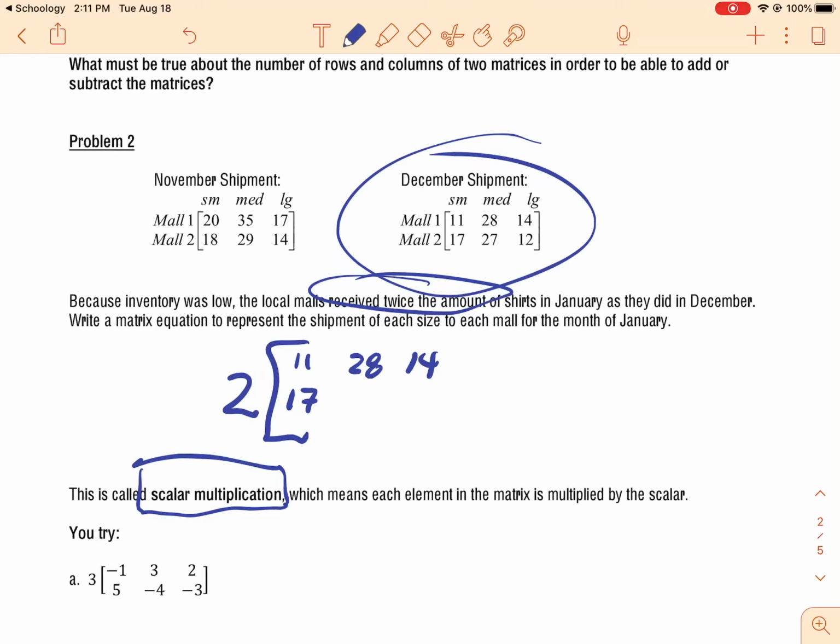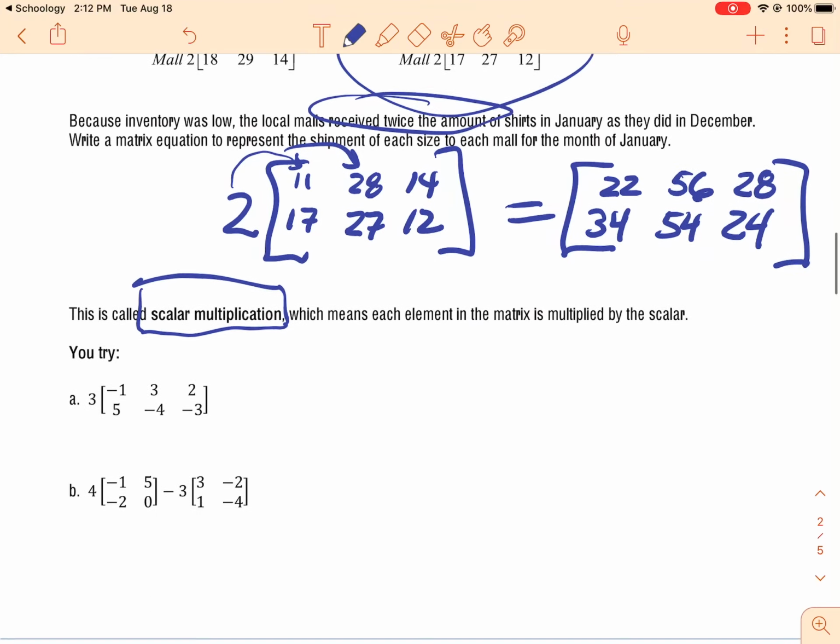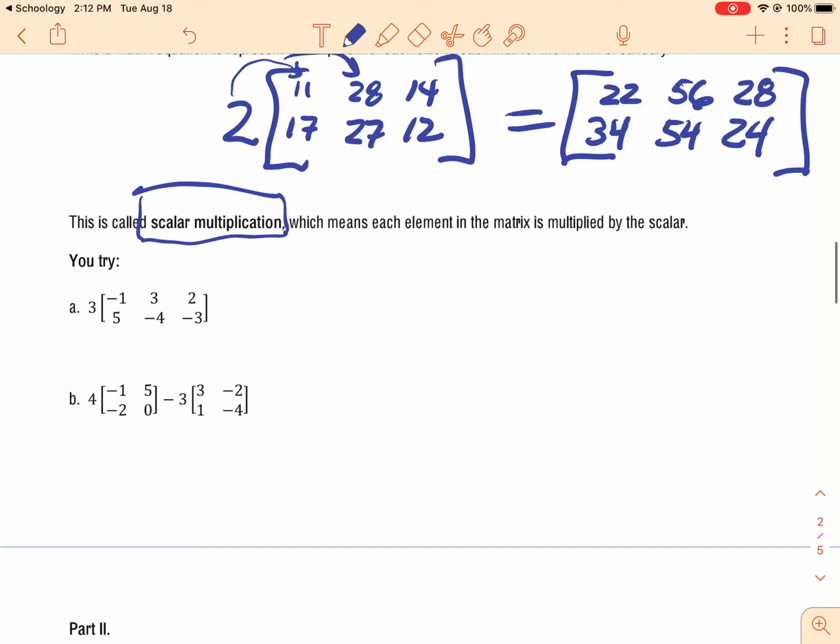So I'm just repeating the December sales. And when that gets distributed to each of them, we should get 22, 56, 28, 34, 54, and 24. Go ahead and try A and B right there. Pause and I'll give the answers.